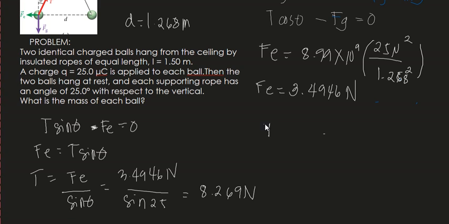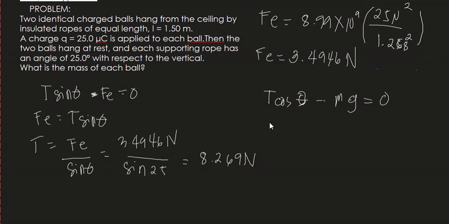So T cosine theta minus FG, which I will directly write as mg, is equal to 0. So T cosine theta is equal to 8.269 cosine theta, which is 25, minus, or I will just directly substitute. So we just transpose. Mass multiplied by 9.81. So the mass is equal to, in units of kilogram meter per second squared.